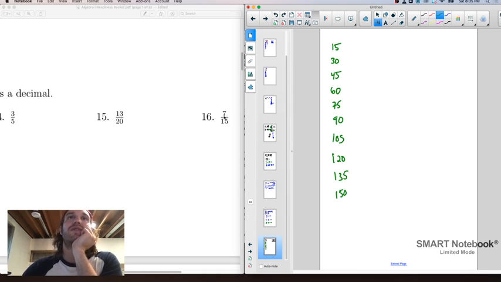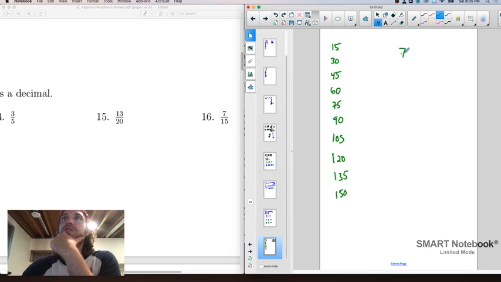Okay, so if we're trying to write 7 fifteenths as a decimal, 15 fifteenths would be 1. So 7 fifteenths has to be less than 1. It's got to be some decimal, right? 7 is almost half of 15. It's close. Half of 15 is 7.5, so it's close. So our answer should be something close to a half, or 0.5, when we do the division.